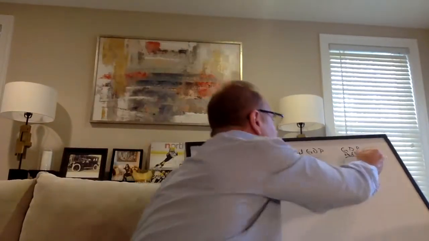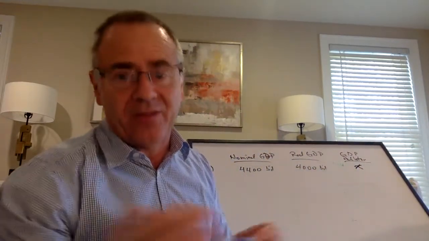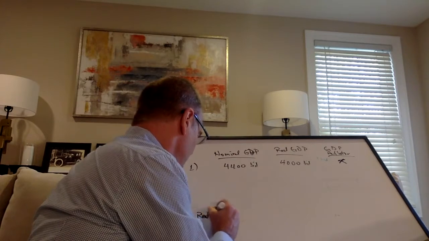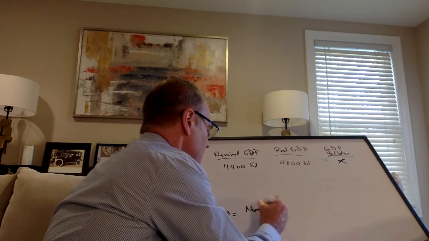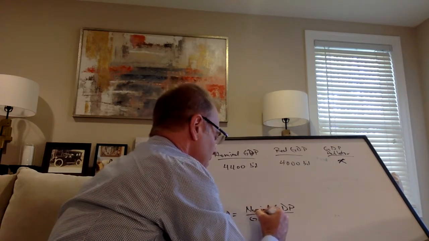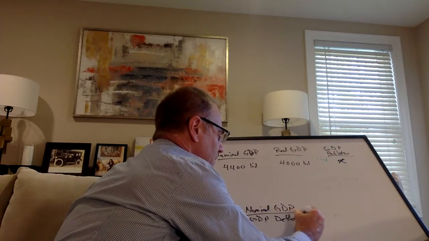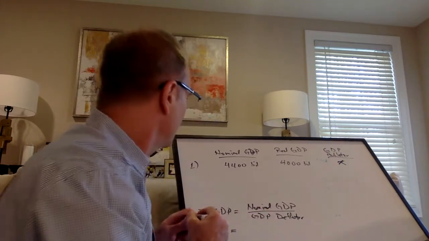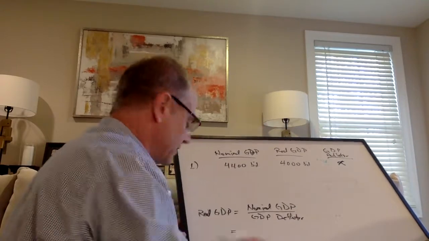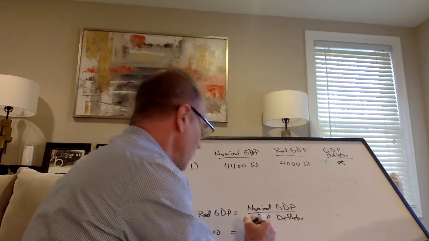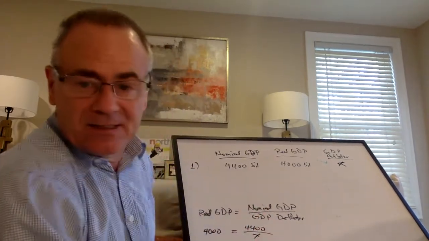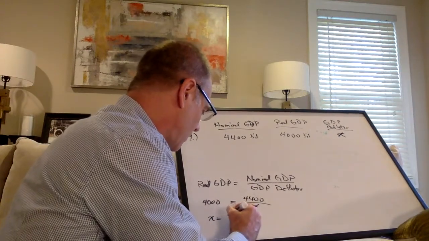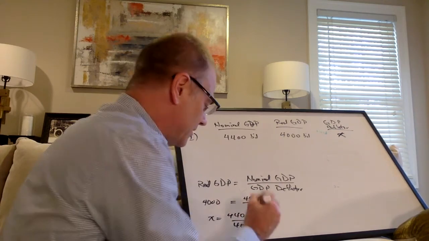We're going to need some ninth grade math to calculate this, and we're going to have to remember the formula. Real GDP equals nominal GDP divided by the GDP deflator. So when we do that, real GDP is 4,000, so 4,000 equals 4,400 divided by X. I can't even remember the names of the rules, but from ninth grade math, this means that X has to equal 4,400 divided by 4,000.